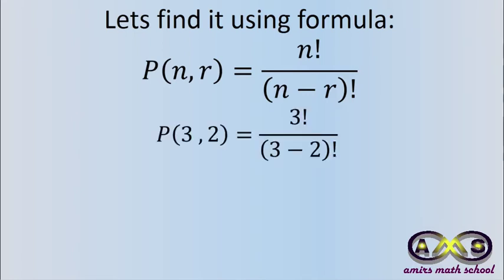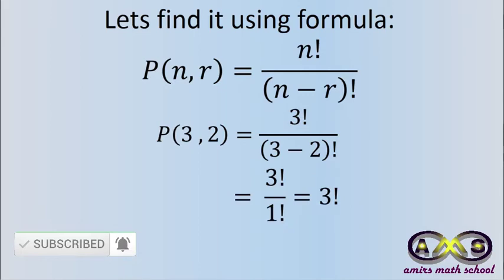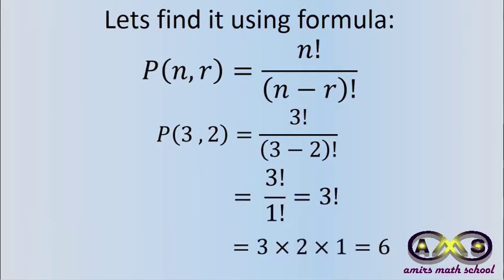So here we have three different letters. Out of this, we take two letters to arrange. So the value of n is 3 and the value of r is 2. If we substitute the values of n and r, we get 3 factorial divided by 3 minus 2 factorial, which is equal to 3 factorial divided by 1 factorial. The result is 3 factorial, which is 3 into 2 into 1, that is 6. So our result is 6.